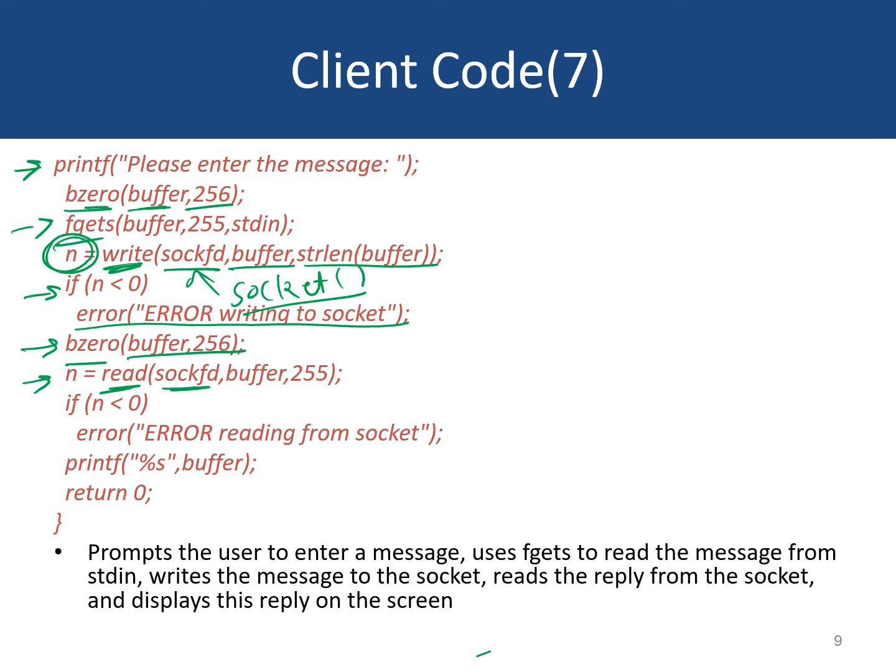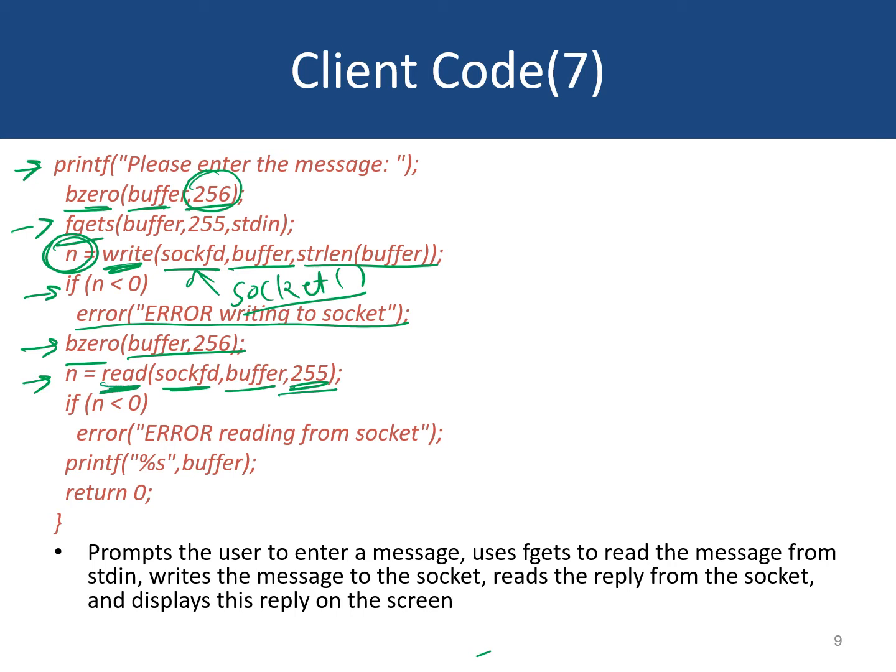The first is the socket file descriptor for the socket on which we are reading the message. The second is the buffer into which we want to read the message, and third is the maximum size of message that we can read. Now because the size of our buffer is 256, the size of message that we read from the socket cannot be greater than 256. Here it is 255.